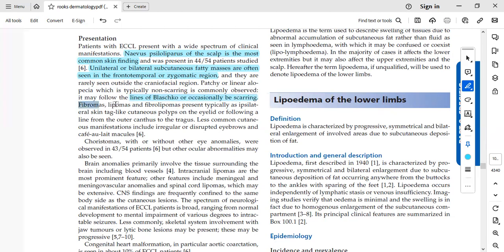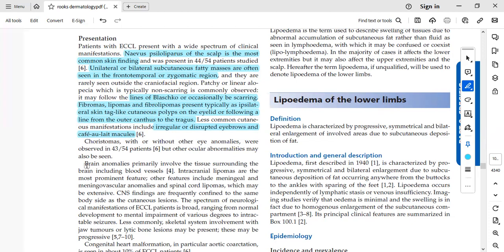Fibromas, lipomas, and fibrolipomas present typically in ipsilateral skin. In ipsilateral skin, tag-like cutaneous polyps can be seen on the eyelid or following a line from the outer canthus to the tragus. And less common cutaneous manifestations include irregular or disrupted eyebrows and café-au-lait macules. Choristomas with or without other eye anomalies can be seen.